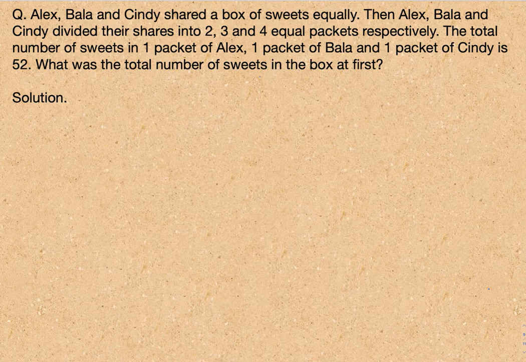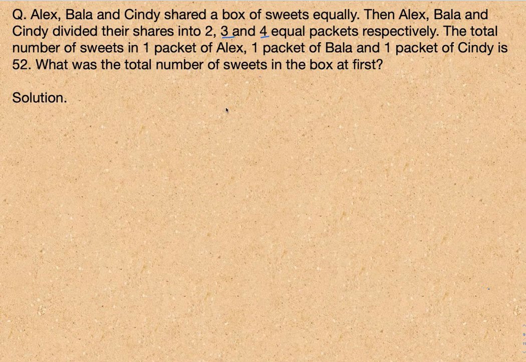So let's start doing another interesting word problem on whole numbers. Let's read the question first. Alex, Bala and Cindy shared a box of sweets equally. Then Alex, Bala and Cindy divided their shares into 2, 3 and 4 equal packets respectively. The total number of sweets in one packet of Alex, one packet of Bala, and one packet of Cindy is 52. What was the total number of sweets in the box at first?